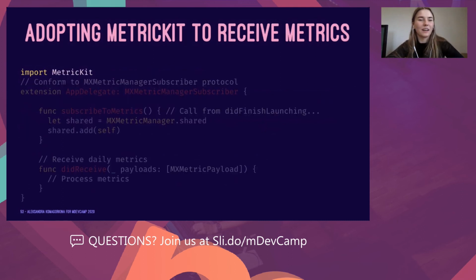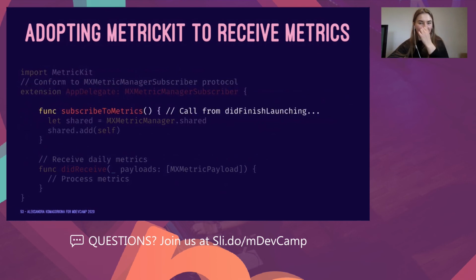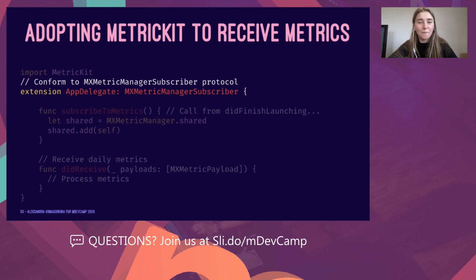This is how you can adopt MetricKit. And what I want to say here is why you would do it. It's a very easy way to receive metrics daily. So what it does, you will just get them gathered together every 24 hours, and it could be easy to incorporate here.